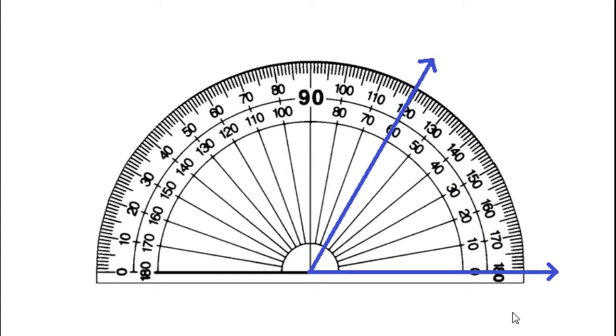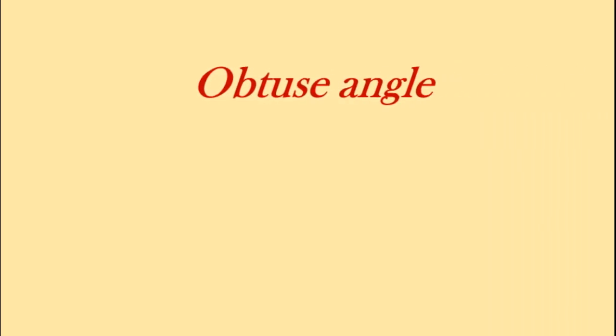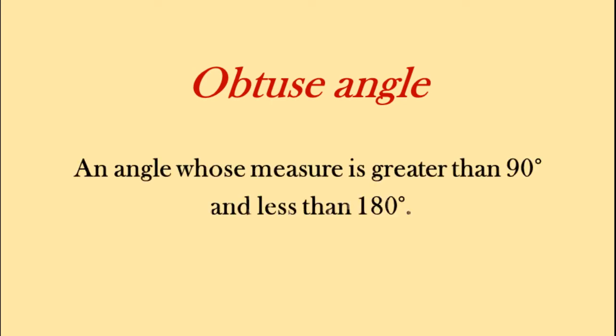Now how much angle is it? See, 90 degrees is in the middle, and our angle, the angle between the two blue lines, is less than 90. What is it pointing at? 60 degrees. Okay. Now let's move on to the second type, obtuse angle.